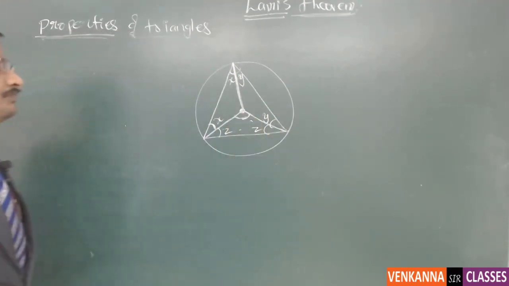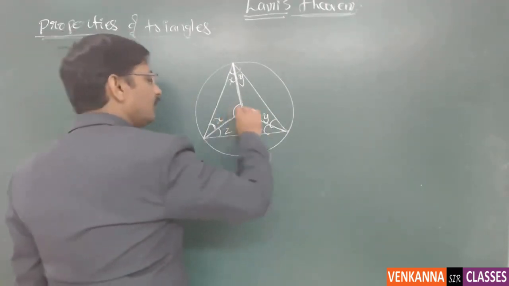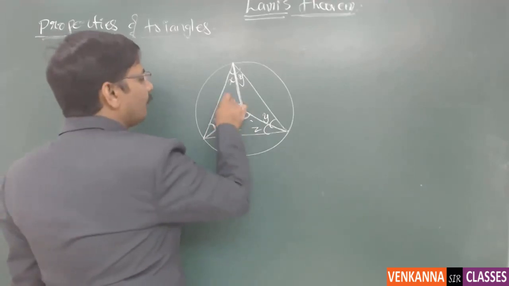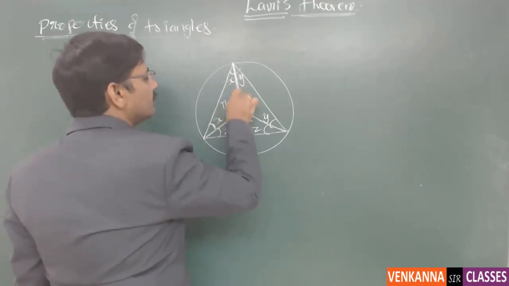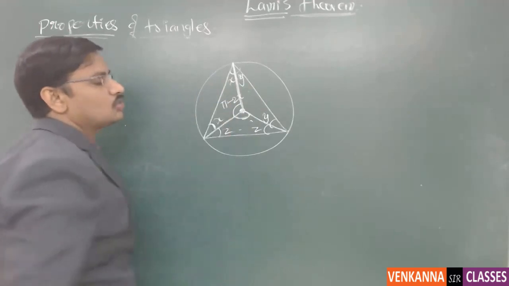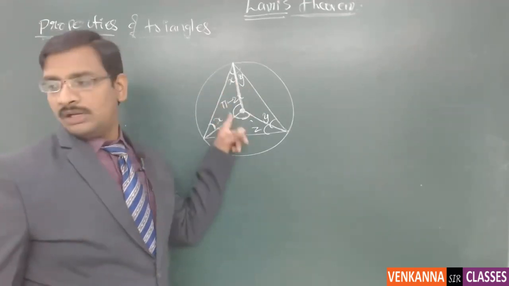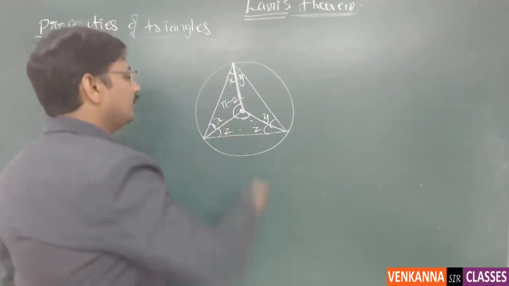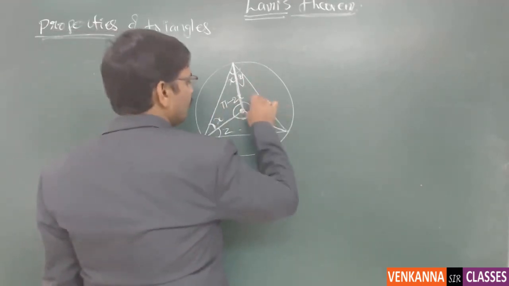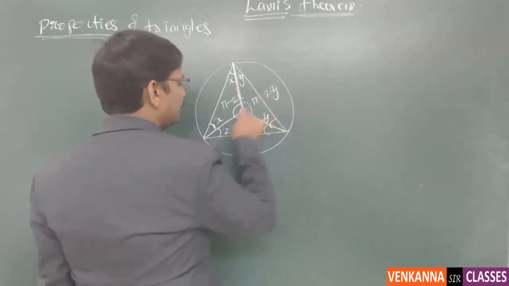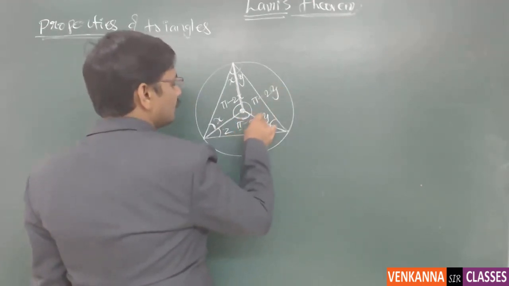Now this angle, if you calculate, will be pi minus 2x, because in a triangle all three angles should add up to 180 degrees. So 180 minus x minus x, so 180 minus 2x is this angle. Similarly, this angle is pi minus 2y and this angle is pi minus 2z.